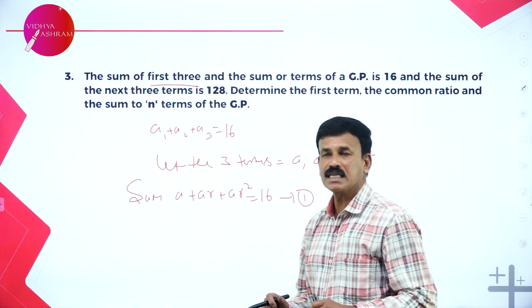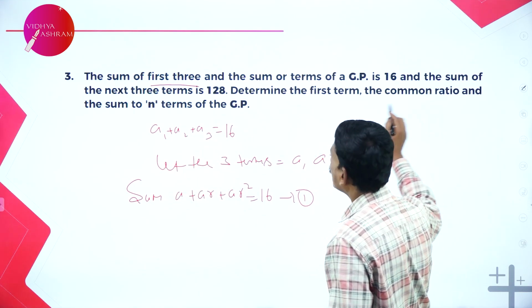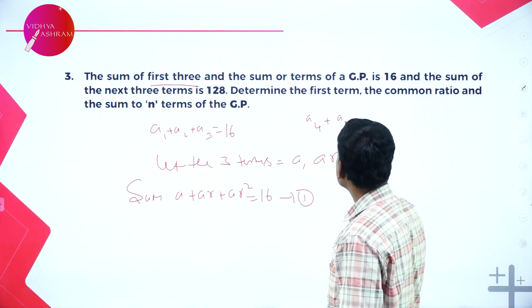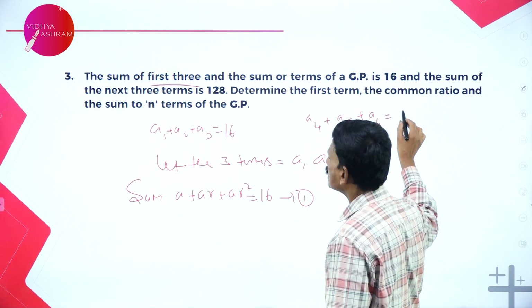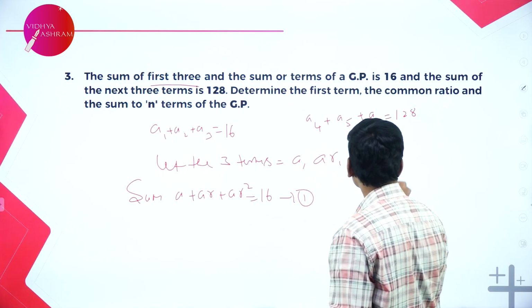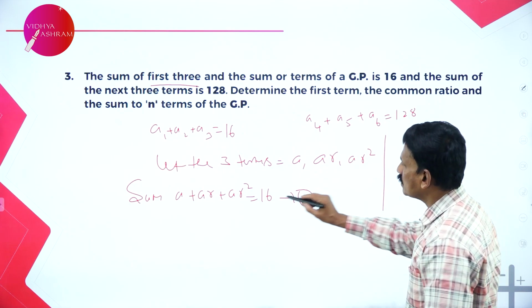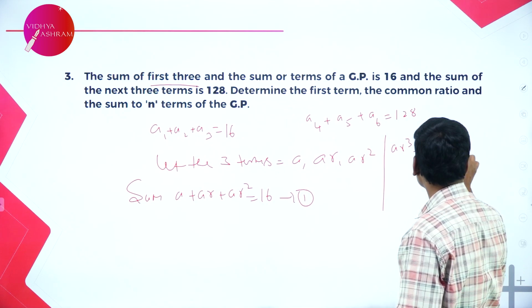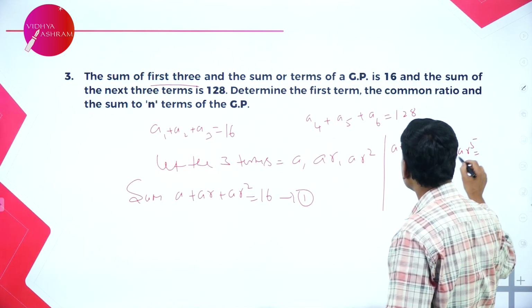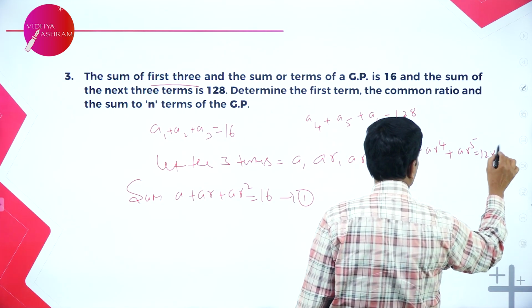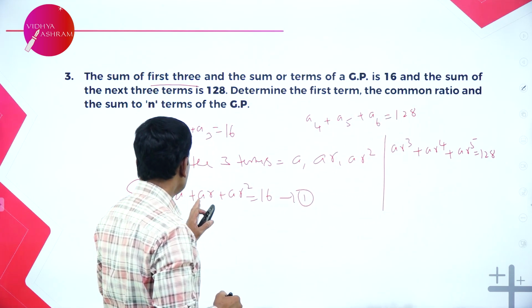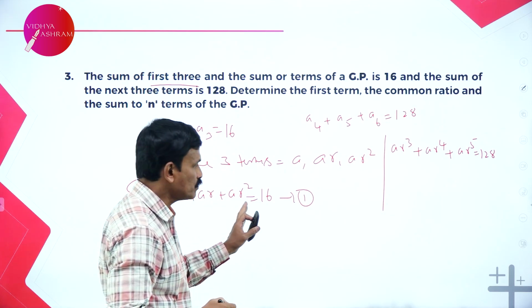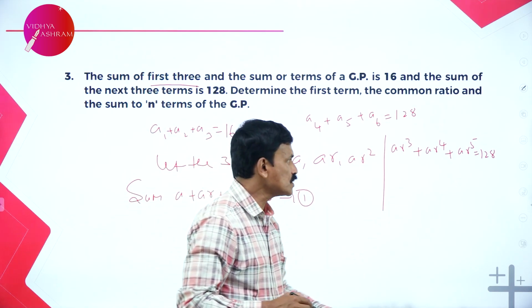Then next, the second condition. What is the second condition? The sum of next 3 terms. Next 3 terms are A4 plus A5 plus A6 is equal to 128. That is, fourth term is AR cube, plus AR to the power of 4, plus AR raised to 5 are the next 3 terms. That's equal to 128. The sum of first 3 terms is 16. Sum of the next 3 terms is 128.